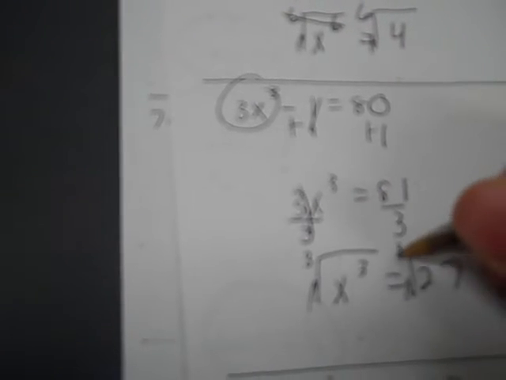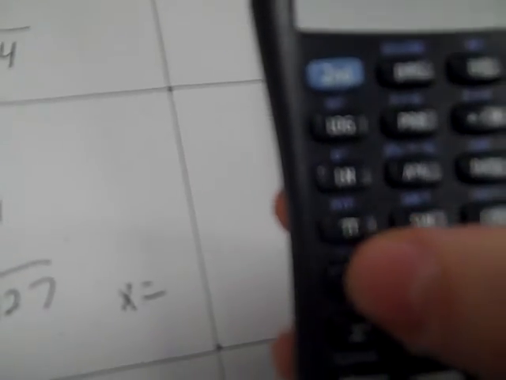So 3. Okay, so x equals, and to find the cube root of 27, I go 3, second, the upside down v, not the square root, okay? 27, and I got 3, okay? 3 on the dot.